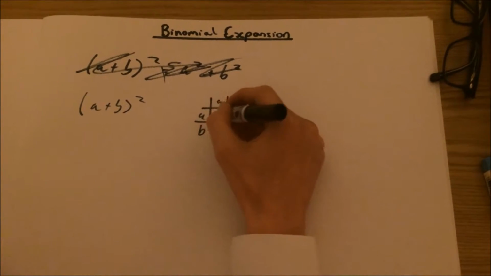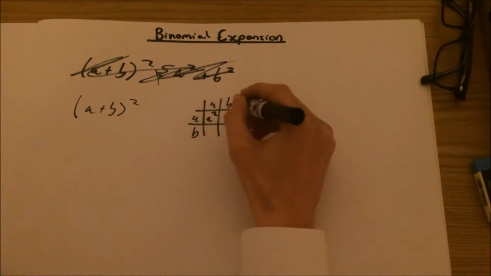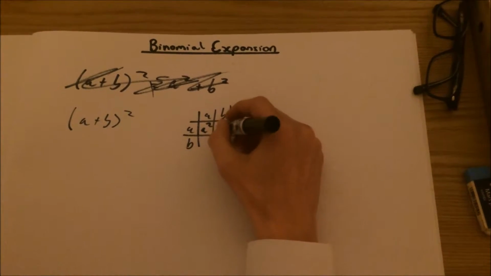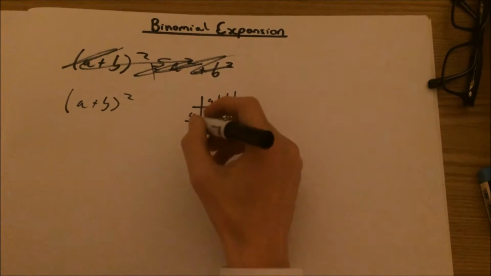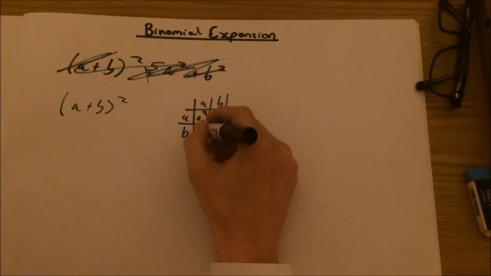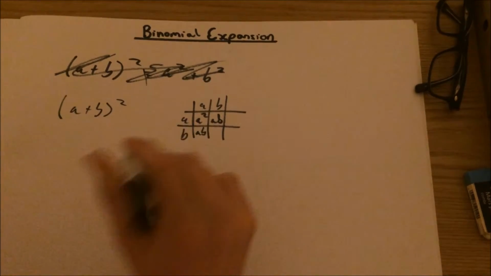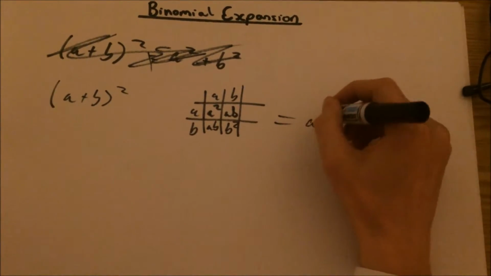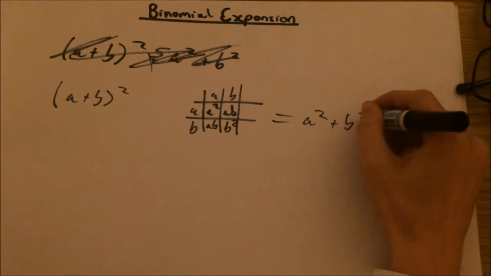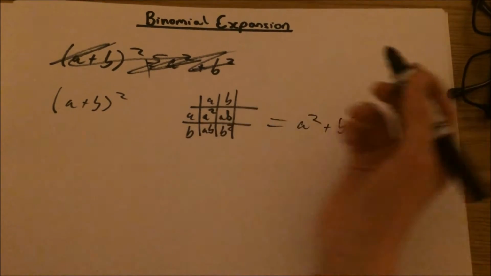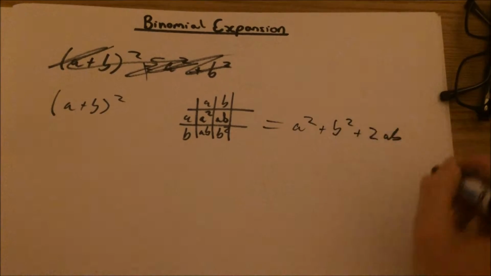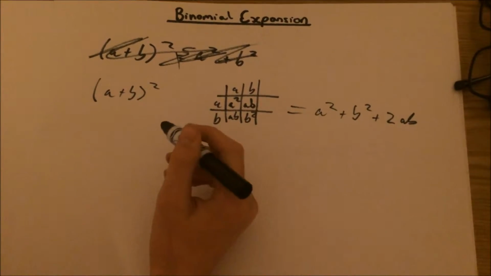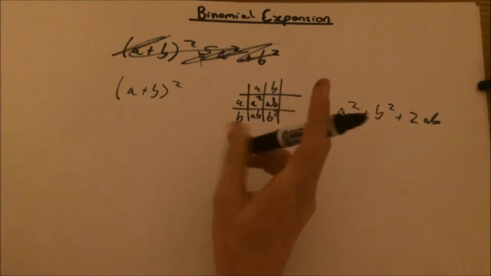So this box would be a times a, which is a squared. This box would be b times a, which is ab. This box would also be ab. And this box would be b squared. And then we just add all the boxes up, so it's a squared plus b squared plus, that's just 2ab. That's alright for squaring. But when we move into higher powers, it becomes quite difficult.